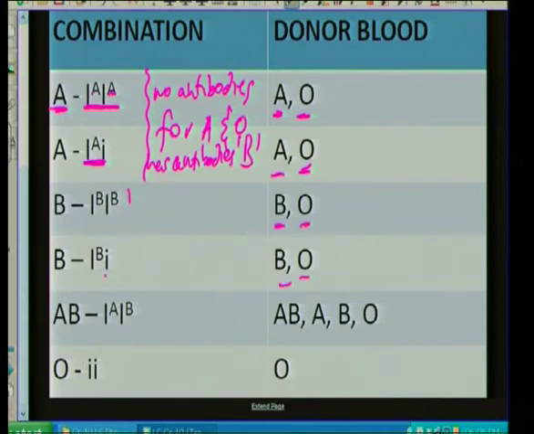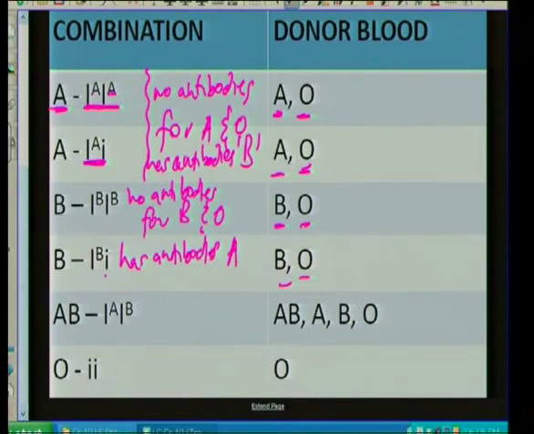A person that has B, similar to A, is IB IB homozygous, or IB i heterozygous, and this person can receive B and O. Notice again, this person has no antibodies for B and O, but has antibodies for A. That is why he, or she, can't get A blood.